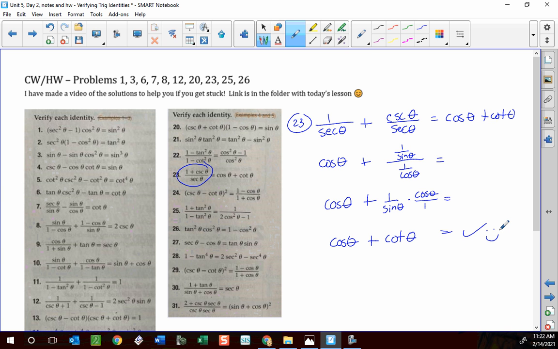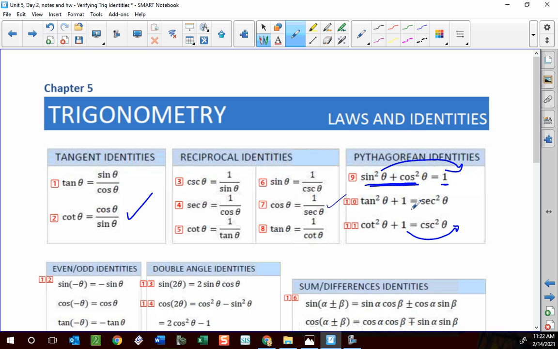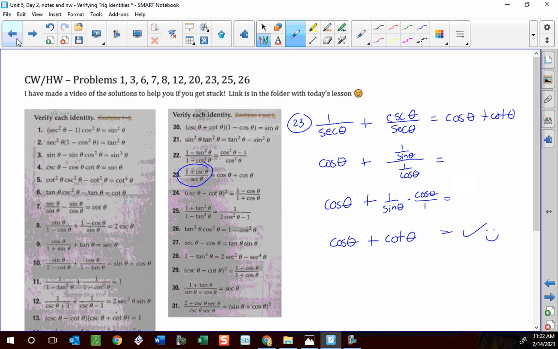All right, and number 25, there might be some Pythagorean identity things going on here. So let's look up the 1 and the tangent squared. So let's see. Whoopsie, wrong way. So tangent squared plus 1 is secant squared. So let's check out what we can do. So I can change the top to a secant squared.